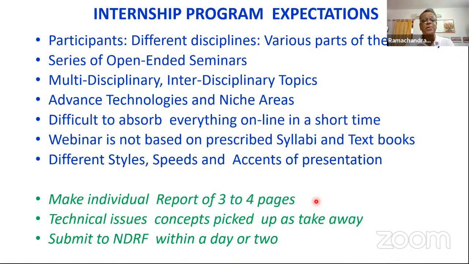Now, one request to the interns who are attending this course. We are not interns; you are attending an internship program. You are participants from different disciplines and various parts of the country and various institutions. This internship program is a series of open-ended seminars. It, of course, is multidisciplinary and interdisciplinary in nature, and we are trying to deal with advanced technologies and niche areas. I know it's very difficult to absorb everything online in a very short period of time.